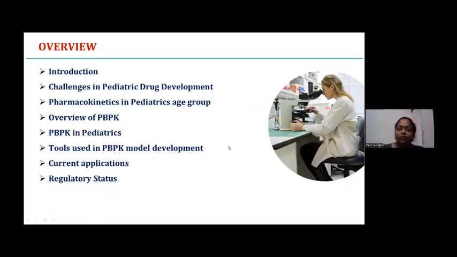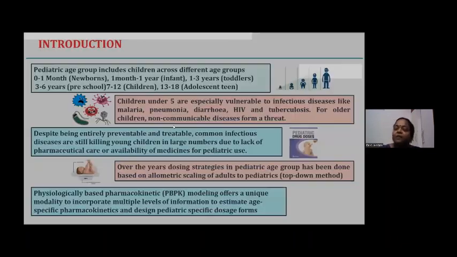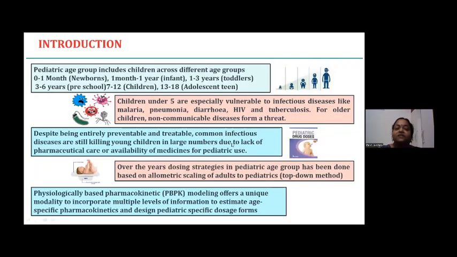So this is an overview of my slides. I would like to give an introduction. What are the challenges that are there in pediatric drug development and the pharmacokinetics of pediatric age groups, and what are the different tools that can be used for developing this model, and what is its current application and the regulatory status of the same?